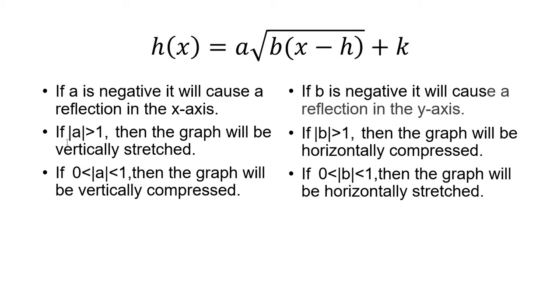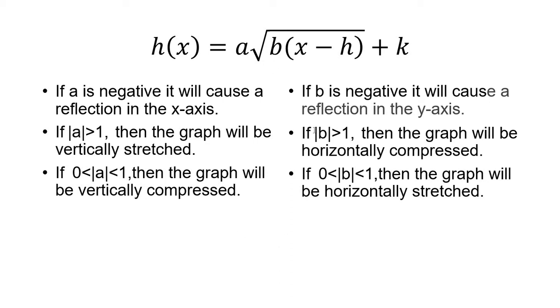So if A, and I'm just using absolute value here because the negative causes the reflection, if the absolute value of A is bigger than 1, the graph will be vertically stretched, is the way that we describe that. If it's in between 0 and 1, like 1/2, 1/3, the graph will be vertically compressed, or we can also call that a vertical shrink. So again, outside, we use that word vertical.